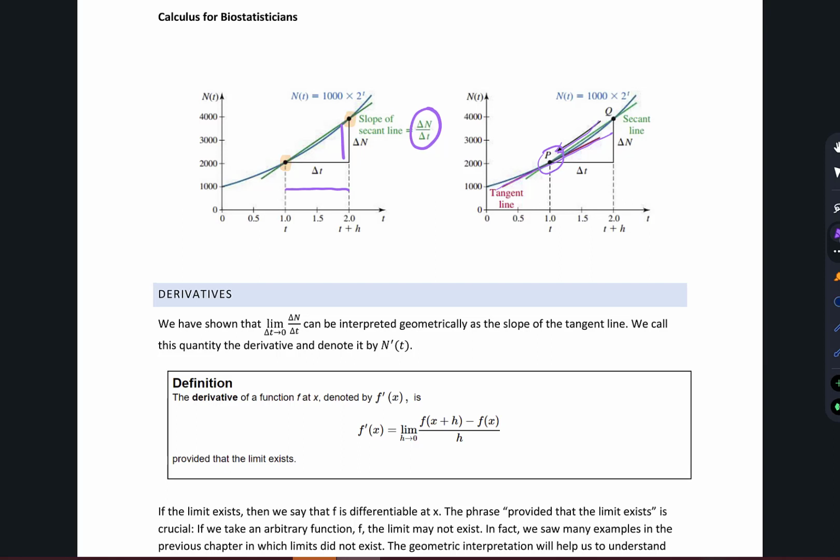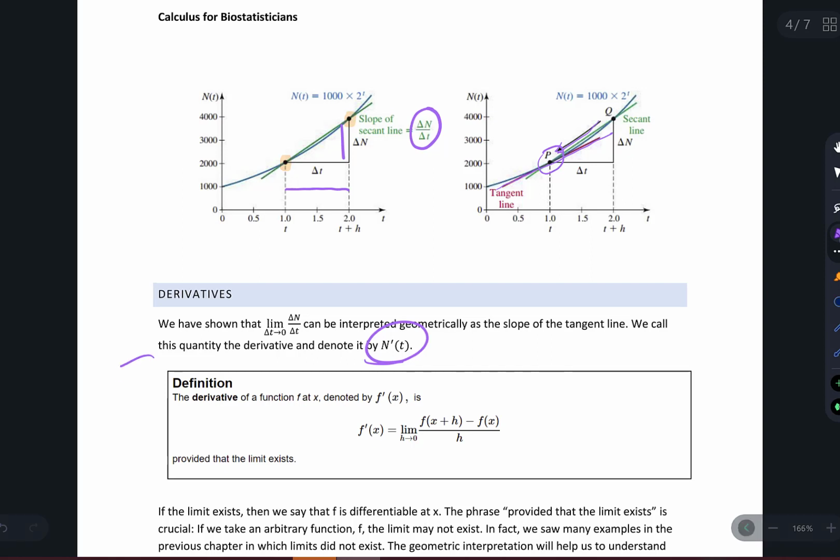And so since this limit, this delta n over delta t, that slope of that secant line, as I take that limit and I close in on that distance, delta t, as that distance goes to 0, what I'm going to end up there with is the slope of the tangent line. And this quantity has a special name, and the slope of that tangent line, we denote it by n prime of t, and we call it the derivative. In other words, the derivative is the slope of that tangent line.